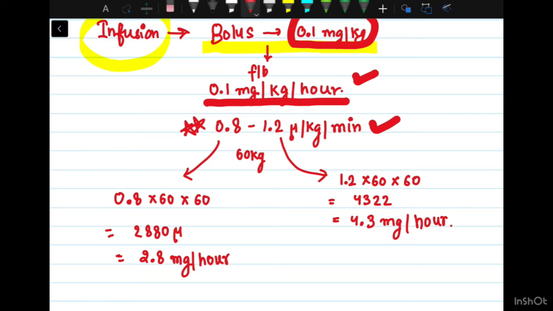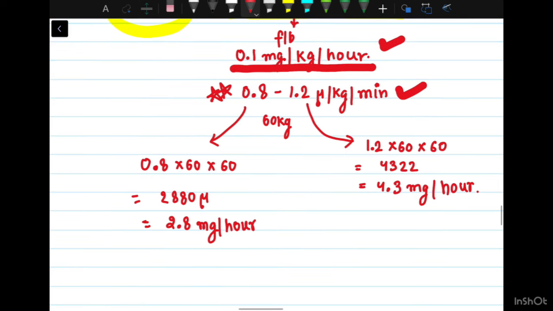Let me tell you an example. Suppose the patient is a 60 kg man. So with 0.8 into 60 kg per minute, you have to convert into per hour, because the rate that you are setting on the infusion pump has to be per hour. So this has to be multiplied by 60. It will be 2.8 mg per hour.